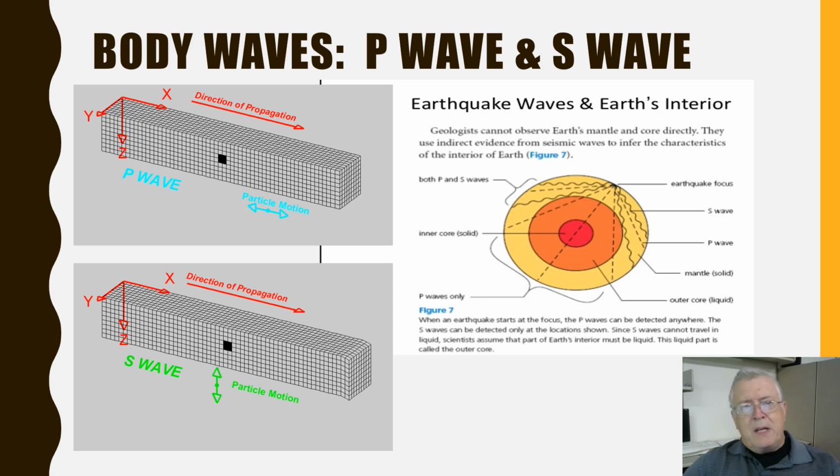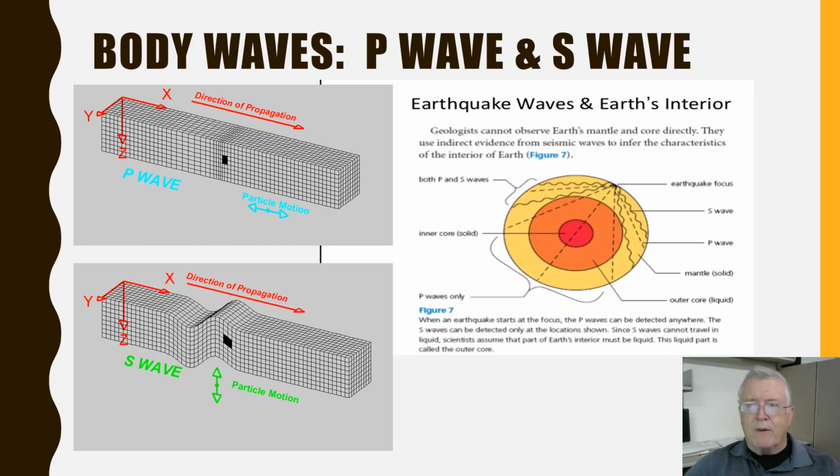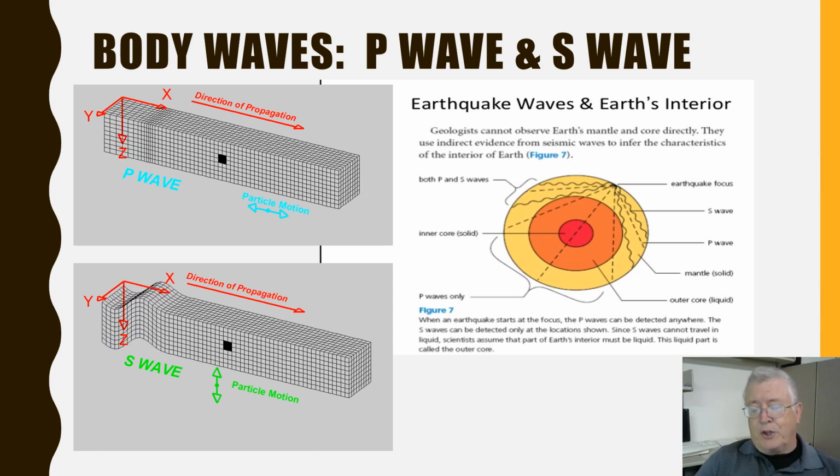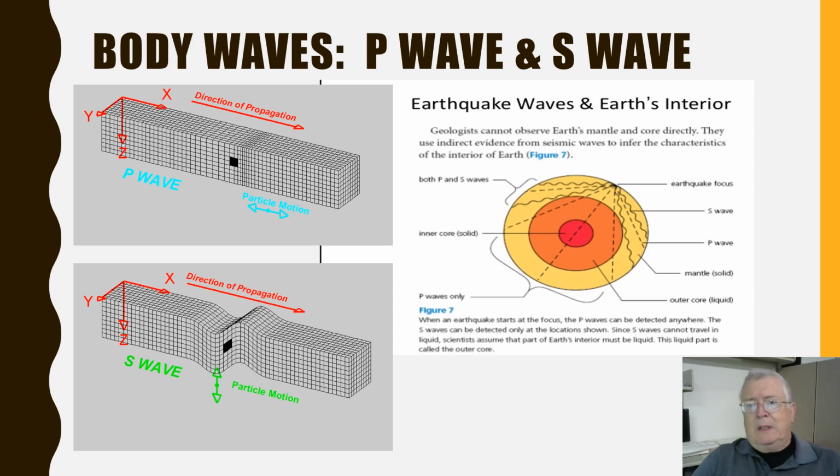So what do these waves mean to the study of the Earth's composition? Earthquakes and Earth's interior, geologists cannot observe the interior of the Earth directly. I mean, you can't send a camera down there or go down there, unless you're on a movie journey to the center of the Earth, right?